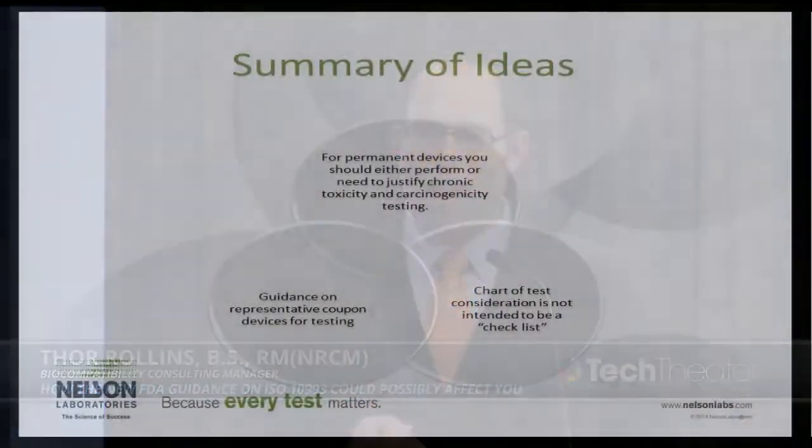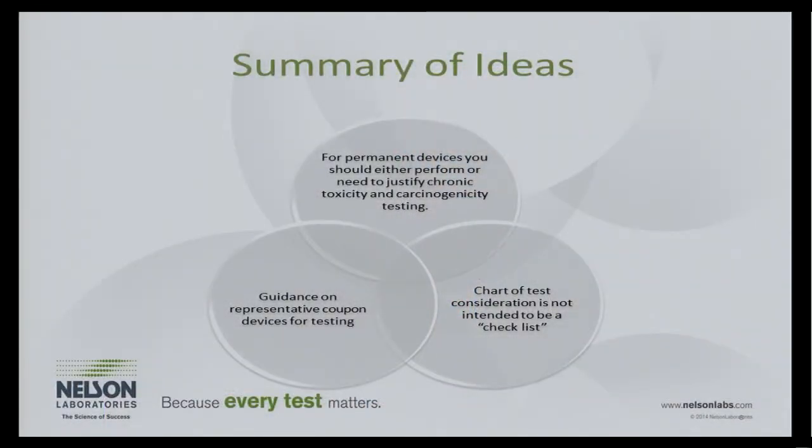Okay, this is one that kind of shocked us, but we've seen some of the feedback from the FDA on it, which is for permanent contacting devices like implants, you should either perform or justify chronic toxicity and carcinogenicity testing. In the past, these two test categories were kind of just forgotten. Not many people perform chronic toxicity or carcinogenicity testing. Now, the FDA wants you to evaluate the need to perform those two tests.